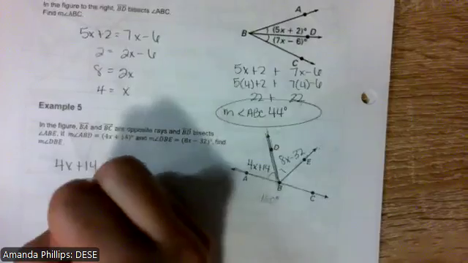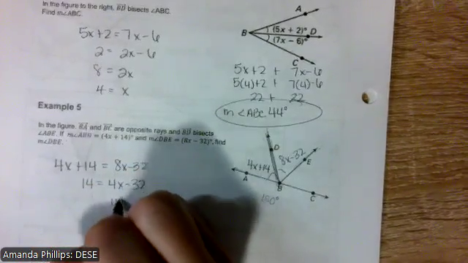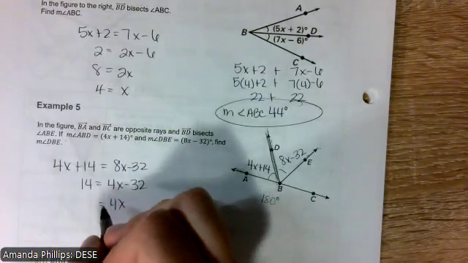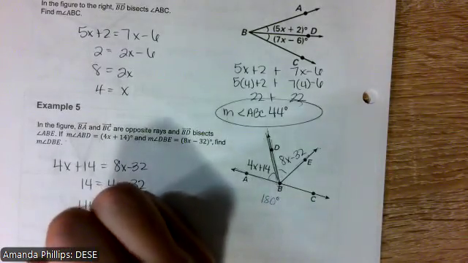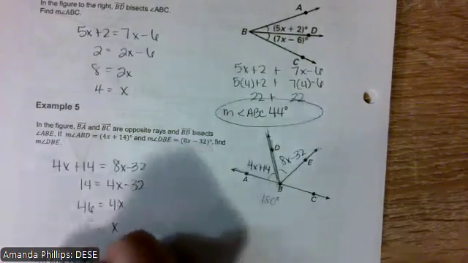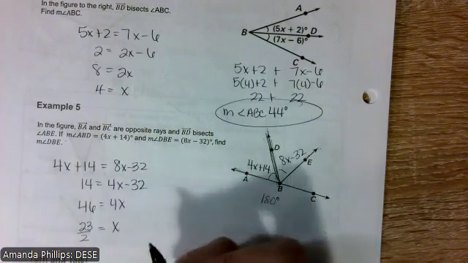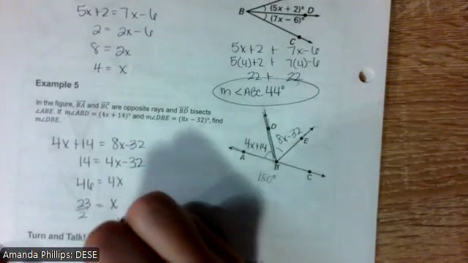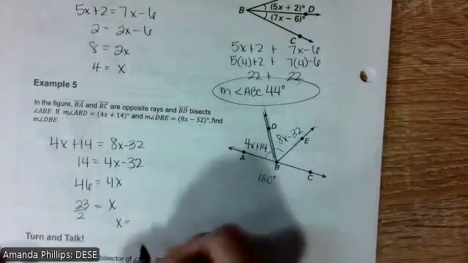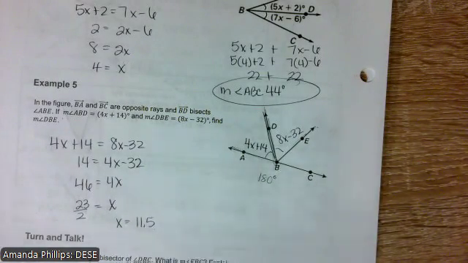I'm going to take away 4x and I'm going to add 32. Divide by 4, and x equals 23 over 2. Oh my gosh, that doesn't divide evenly. That's okay. You can leave it as 23 over 2 if you want, but for these purposes, it came out to a terminating decimal, not anything that's repeating, so it's okay if you change it to like 11.5.